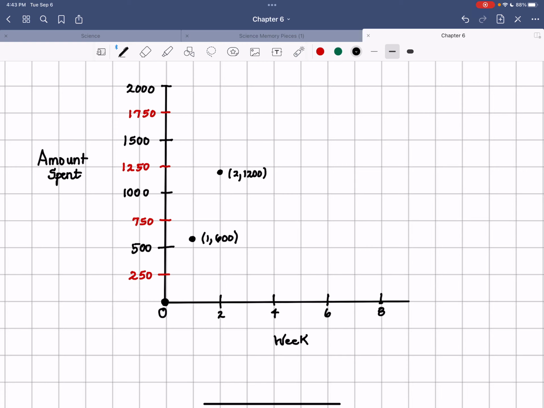Week 3, we're going to put him just over the $1,750 mark. That would be about $1,800. So week 3, we have $1,800. You may already see the problem here. But just in case, let's go ahead and remember this green line that I'm drawing is his spending. So he is spending $600 a week.